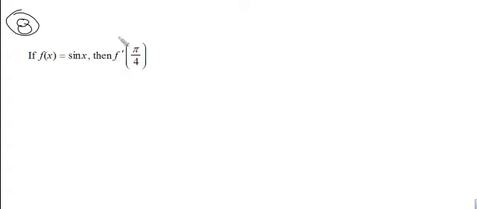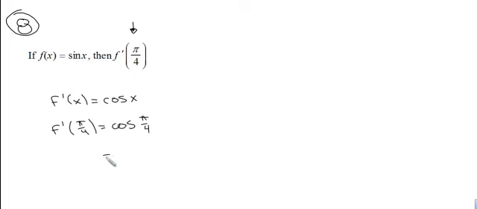Okay, so we're trying to find the derivative at pi over 4. Remember for the non-calculator parts, you need to know all of your trig functions for pi over 4, pi over 3, and pi over 6. So the derivative of sine of x is cosine of x. So as we substitute pi over 4, we have cosine of pi over 4, and cosine of pi over 4 is the square root of 2 over 2.